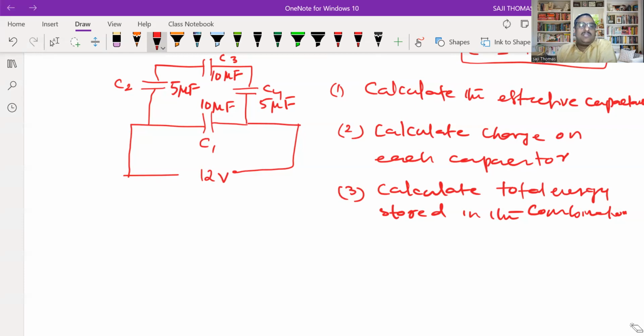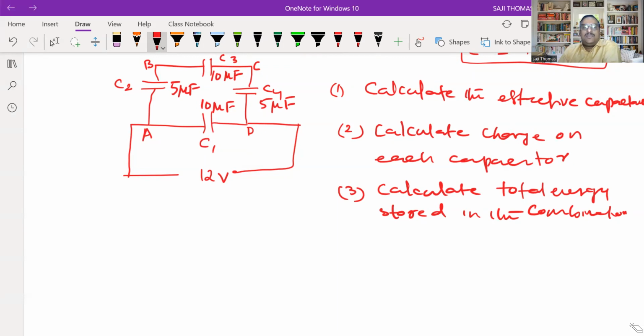You see the path, the top path, A, B, C, D. There is no branching. There is one path from A to B, C, D. So these three capacitors are in series because the same charge will flow through all of them. Between C2, C3, C4, there is no division or branching of the circuit. So these three are in series.